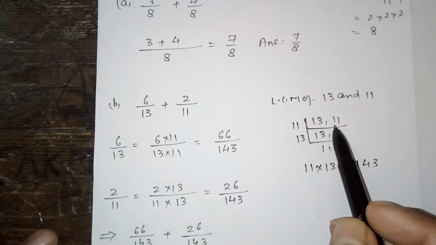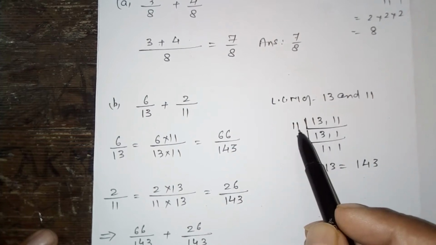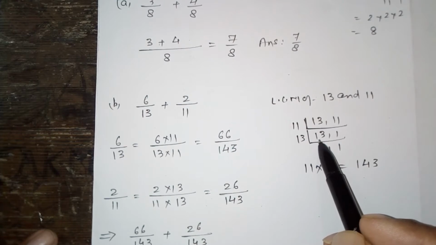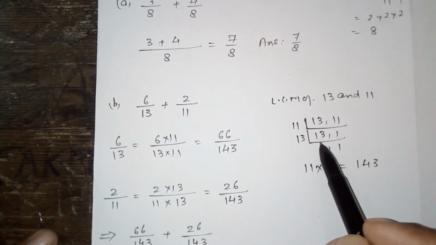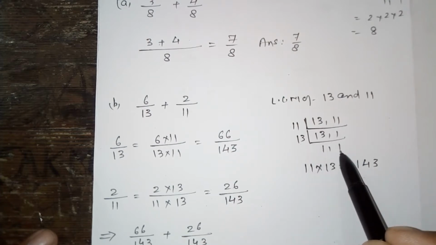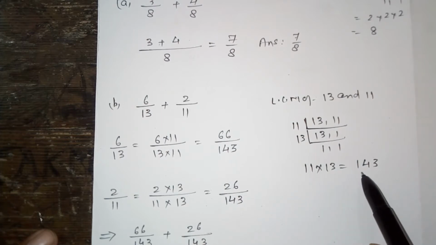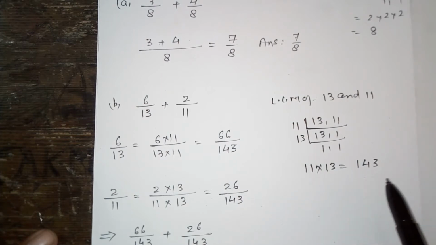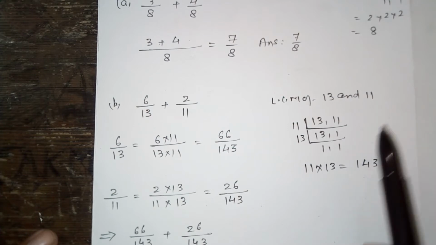So 11 divided by 11, 13 is not divided by 11. It will take the same 11 upon 11, 1. 11 ones are 11. Again 13 divided by 13, 13 ones are 13, and this is 1. 11 into 13 will give you 143. 143 is the LCM of 13 and 11.